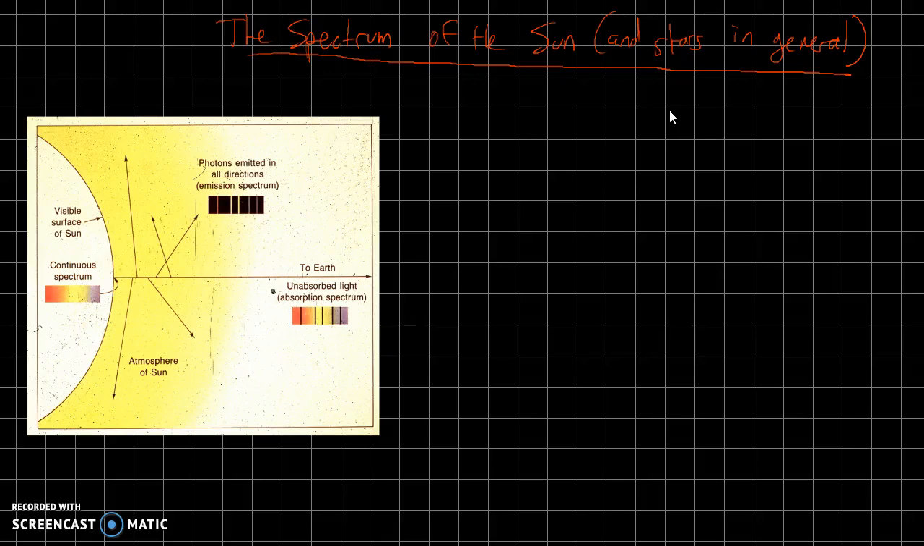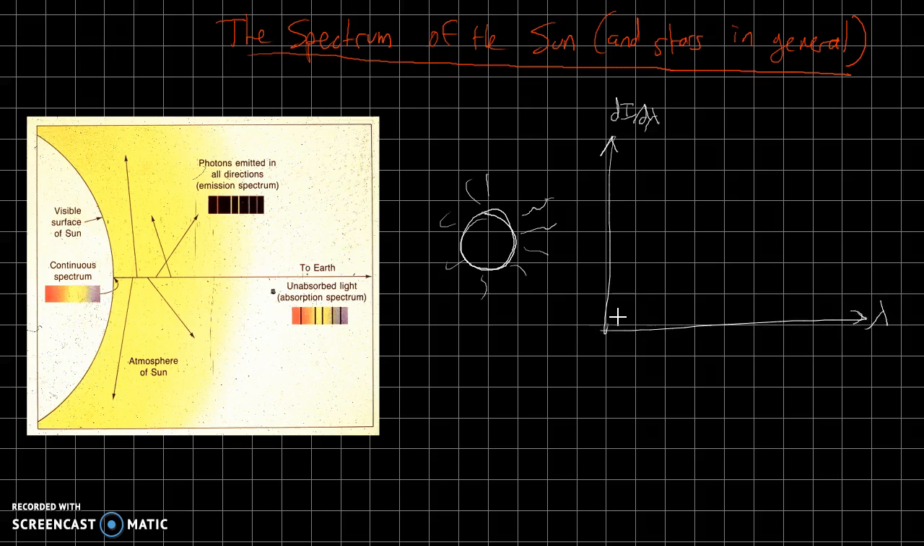Here is an important fact about the sun and the stars in general. If we think about stars as ideal black bodies, then we should expect the light that they emit to obey blackbody radiation laws. And if we graph the intensity per unit wavelength as a function of wavelength for the sun, we expect this kind of curve, this kind of brightness per unit wavelength. And we should expect a peak in the visible part of the spectrum.